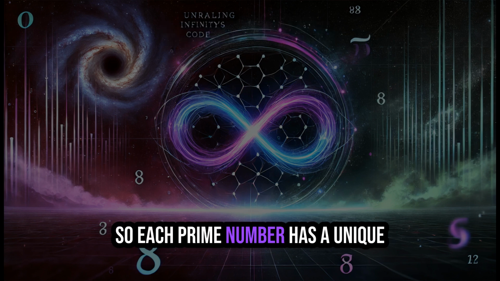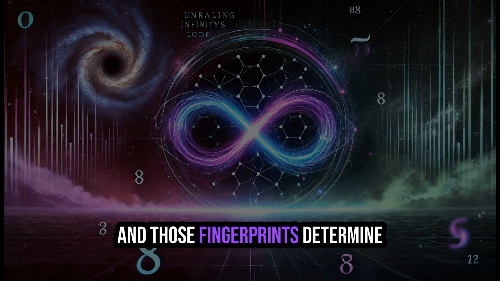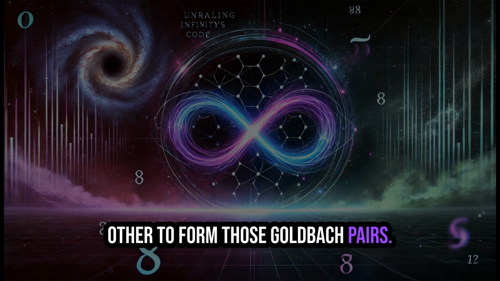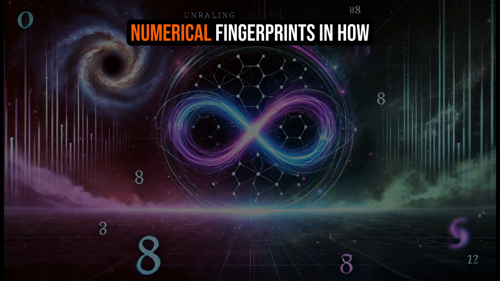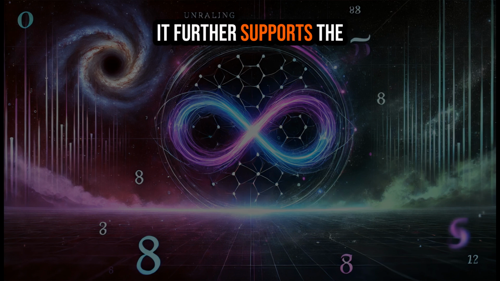So each prime number has a unique fingerprint based on its digits, and those fingerprints determine how the primes interact with each other to form those Goldbach pairs. That's a great way to put it. And this analysis revealed non-random patterns and these numerical fingerprints in how prime pairs are distributed. It further supports the idea of emergent structure within prime numbers.